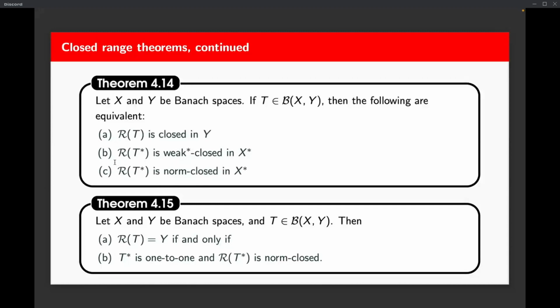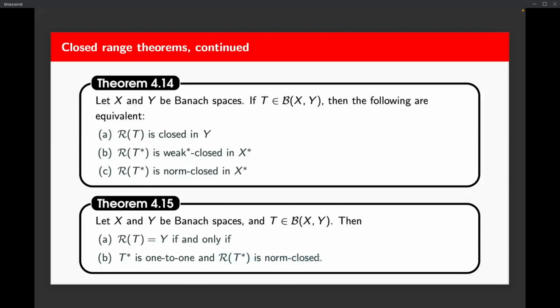And R of T star is norm closed. We already knew that from part C, right? Because R of T being equal to Y certainly means it's going to be closed in Y. So A of the previous theorem holds. Therefore, C holds. So certainly R of T star is norm closed.